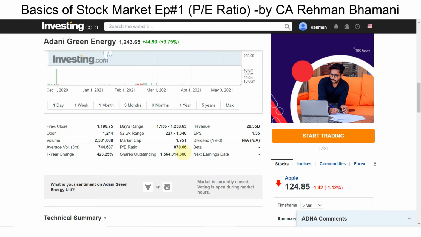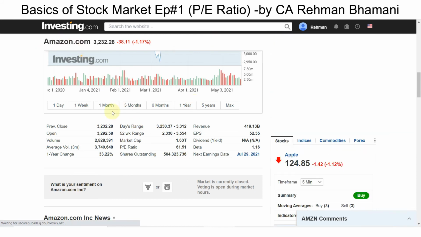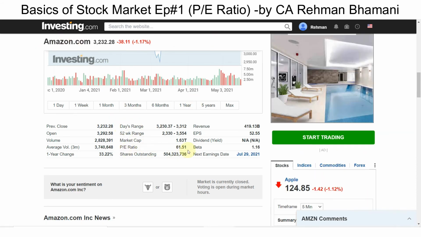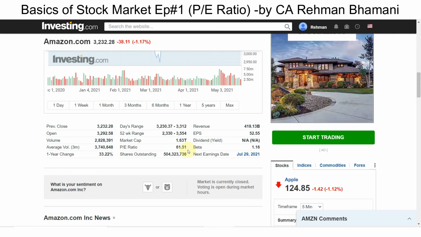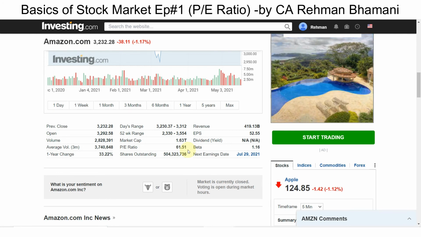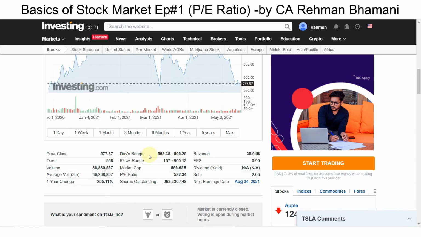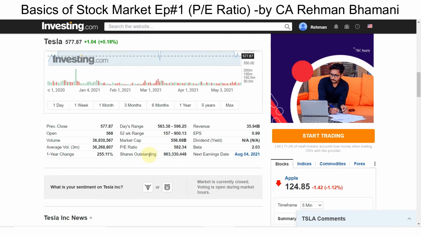Let us also check some foreign shares. Let's say Amazon.com. The PE ratio is 61. If the company continues to earn the same amount of earnings every year, it will take 61 years just to recover the cost. Whereas Tesla, you all must be aware of Elon Musk, his company Tesla, the PE ratio is 582. So it is not just that in India only the PE ratios are very high. In foreign markets also there are some companies whose PE ratio are very high.